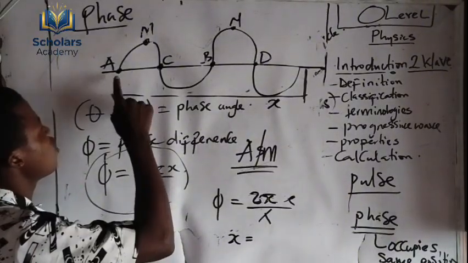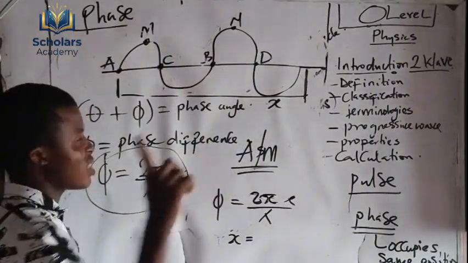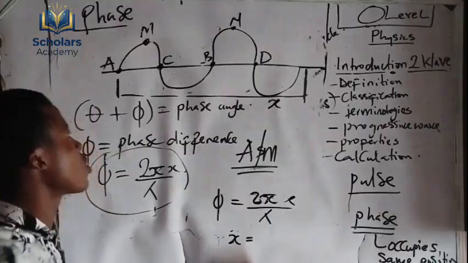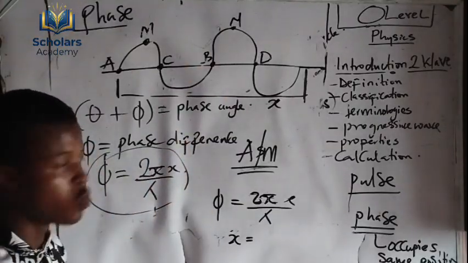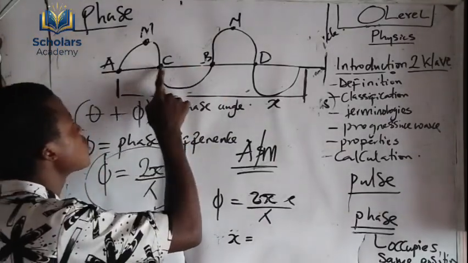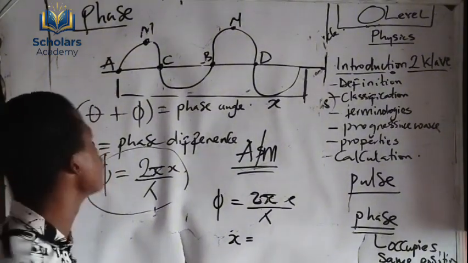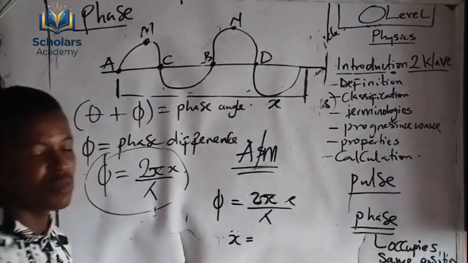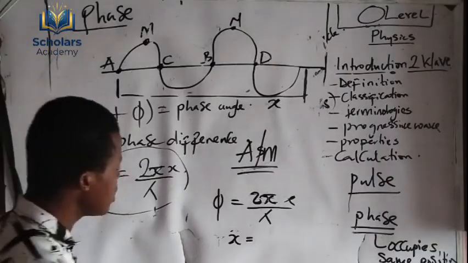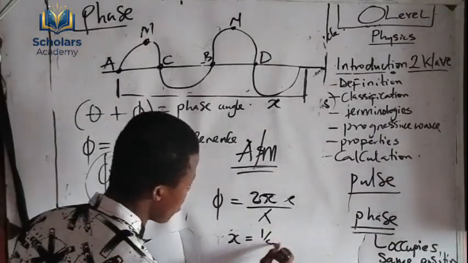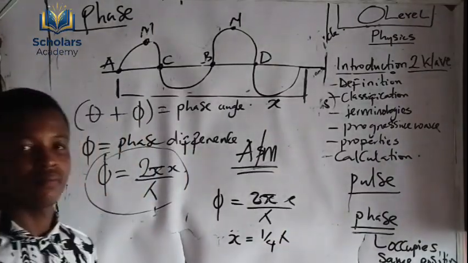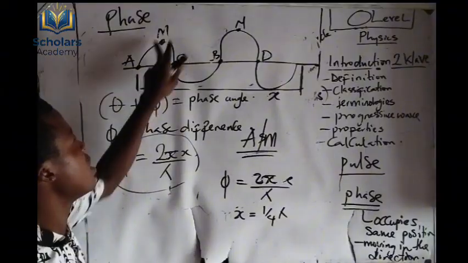You know that from A to B, that's one wavelength, because that's a full cycle. Now from A to C, that's half a wavelength, because that's half a cycle. Now for A to M, that should be a quarter of a cycle. So this x should be 1/4 of a wavelength. That is the displacement from A to M.